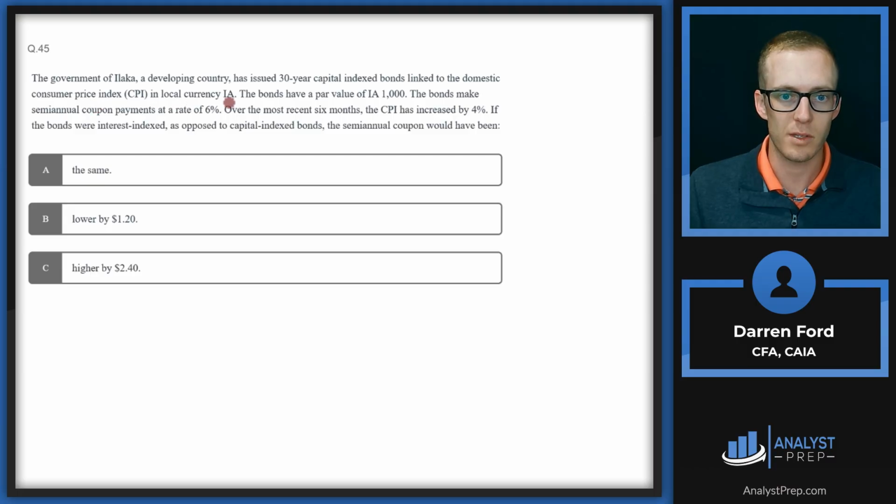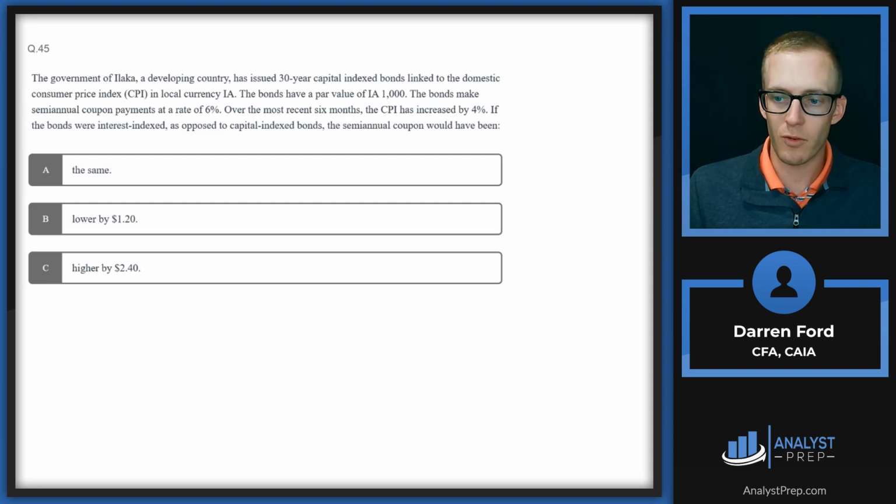The government of IACA, a developing country, has issued 30-year capital indexed bonds linked to the domestic consumer price index in local currency. The bonds have a par value of 1,000. The bonds make semi-annual coupon payments at a rate of 6%. Over the most recent 6 months, the CPI has increased by 4%. If the bonds were interest indexed as opposed to capital indexed bonds, the semi-annual coupon would have been.